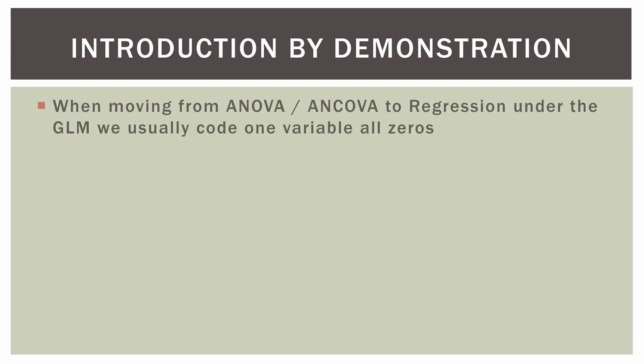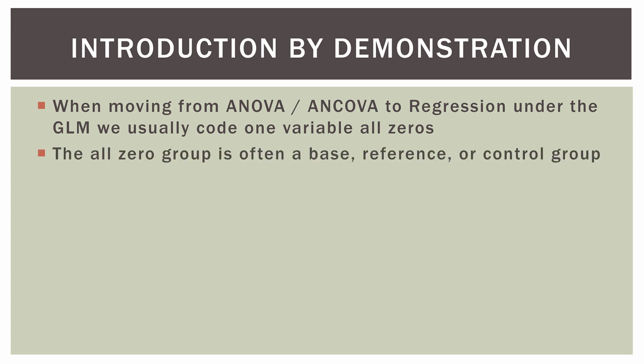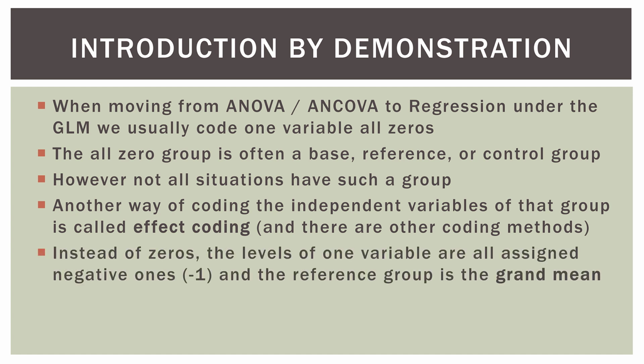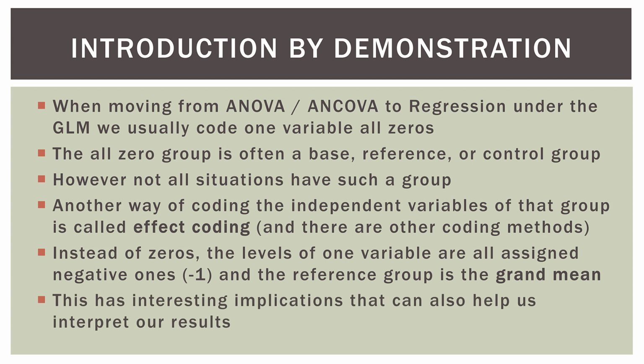So we will continue the process of introduction by demonstration, in Excel in this case. When moving from ANOVA or ANCOVA to regression under the GLM, we usually code one variable as all zeros. The all zero group is often a base, reference, or control group. However, not all situations have such a group. Another way of coding the independent variables of that group is called effect coding, and there are other ways too. Instead of zeros, the levels of one variable are all assigned negative ones, and the reference group is the grand mean, not one of the levels of the independent variables. This has interesting implications that can also help us interpret our results. And actually, I kind of like it. So let's go ahead and hop into Excel and see how effect coding works.